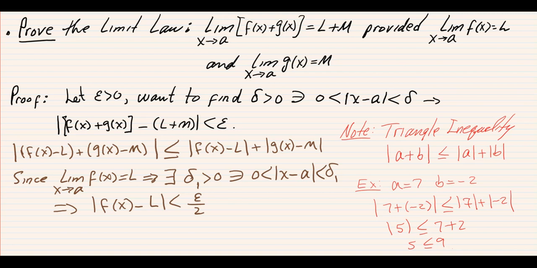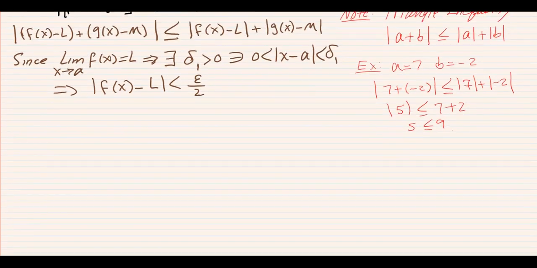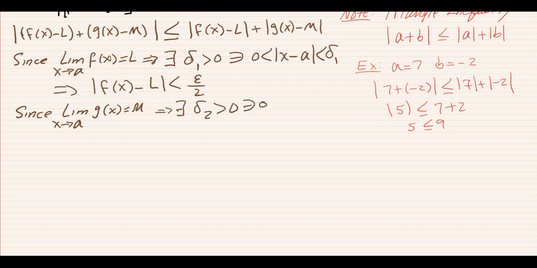Now, by the same token, we can write the same thing for g of x. If the limit of g of x exists, and it's m as x approaches a, therefore there exists a delta 2 for that one also, such that the absolute value of x minus a is less than delta 2, and this would now imply that the difference between the function and the limit is going to be less than, call that again, epsilon over 2.